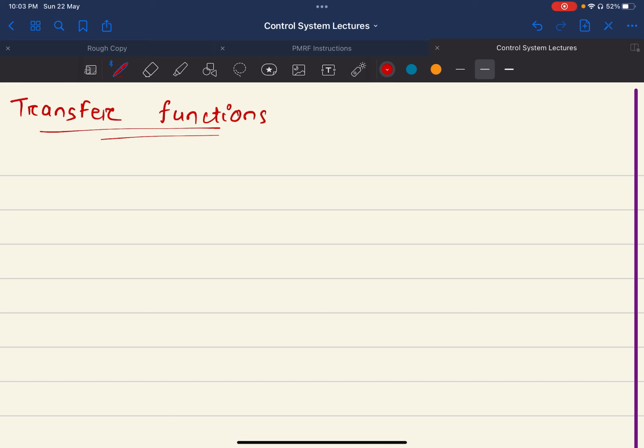So transfer function is an important terminology. I think this will be the most heard or most used terminology in the control system lectures. You will also be using this term quite frequently when you get well versed with the control system paradigm.